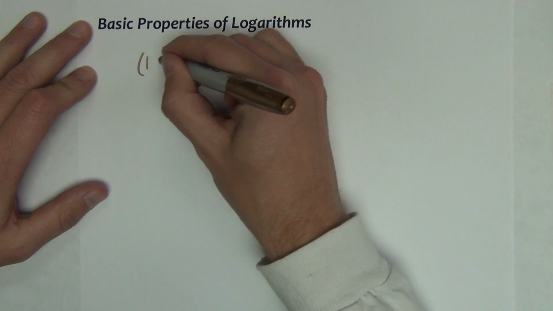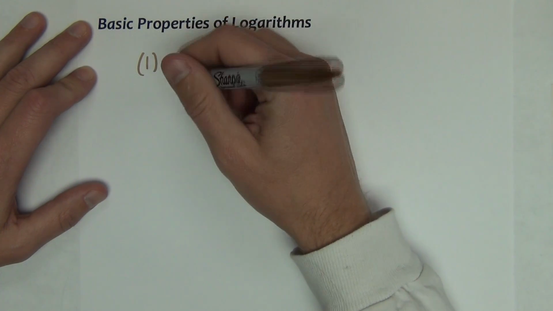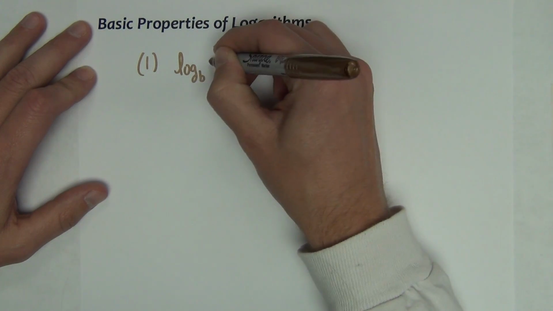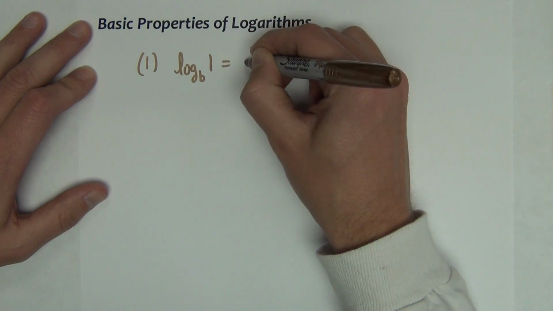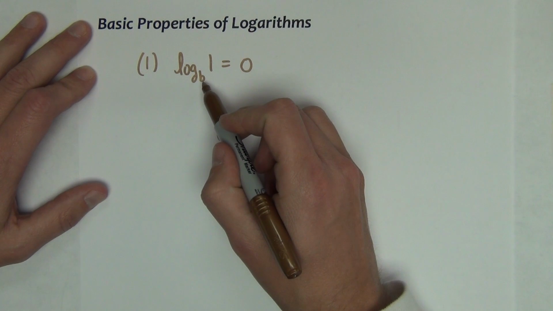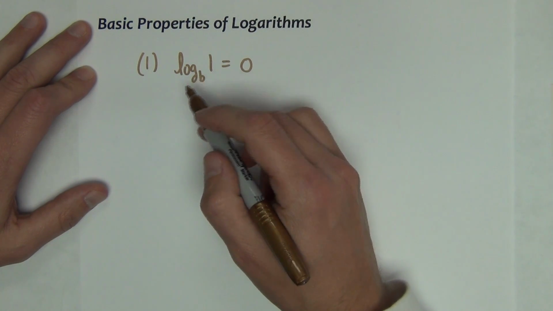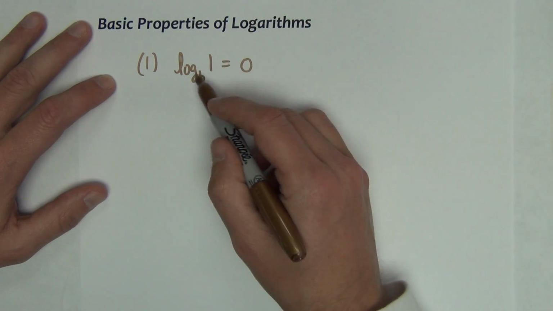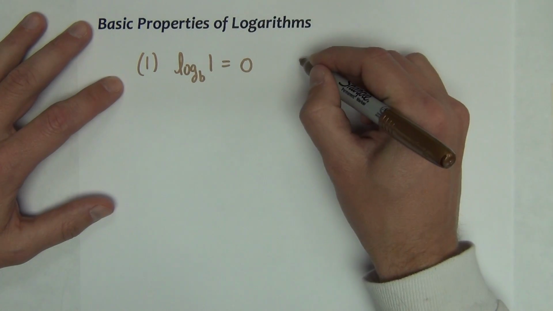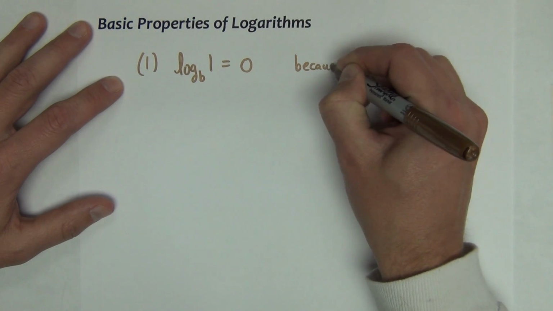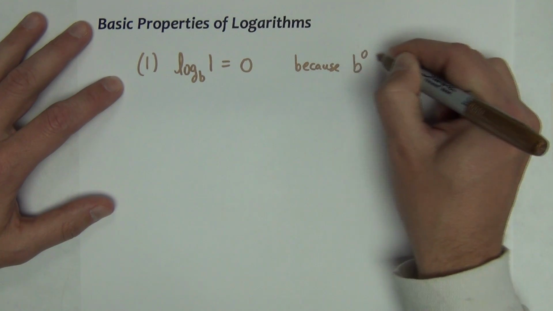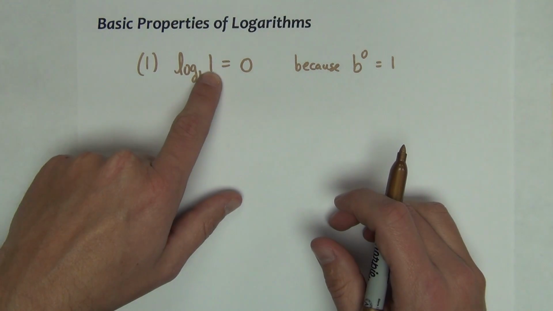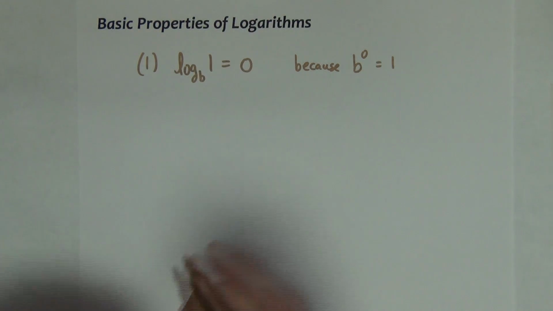First one would say, let's just go with log base b of 1 equals 0. And I'm using base b so that b can be any number that we want it to be. Okay, any base of the logarithm. And the reason why this is true, log base b of 1 is 0, is because any number to the 0 power is equal to 1. So we see log base b of 1, it's always going to be equal to 0.